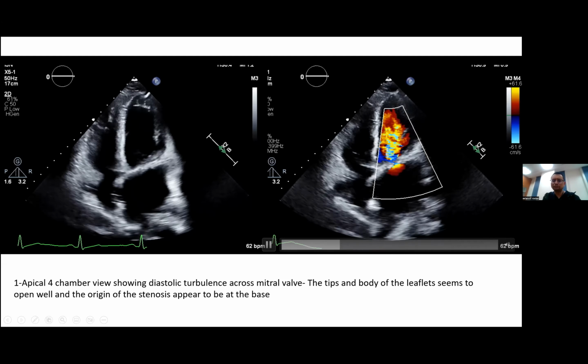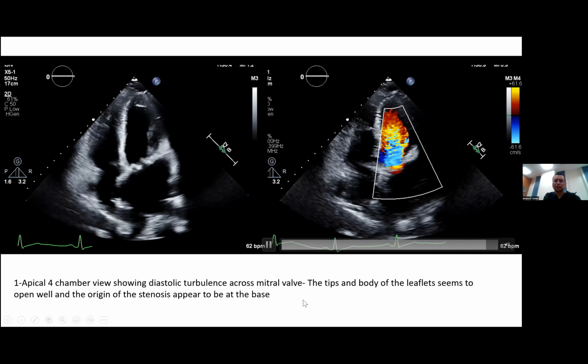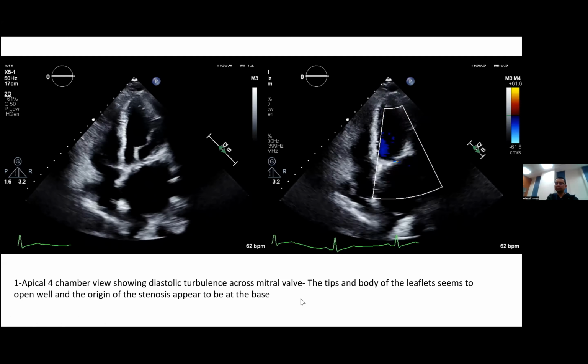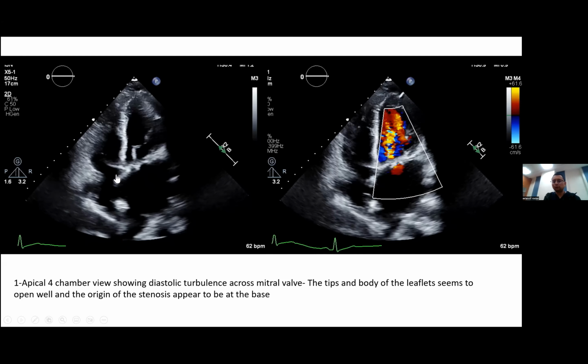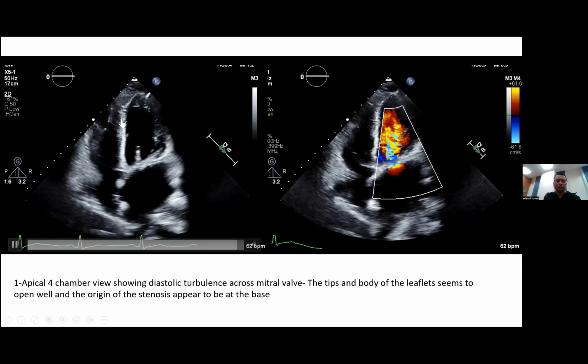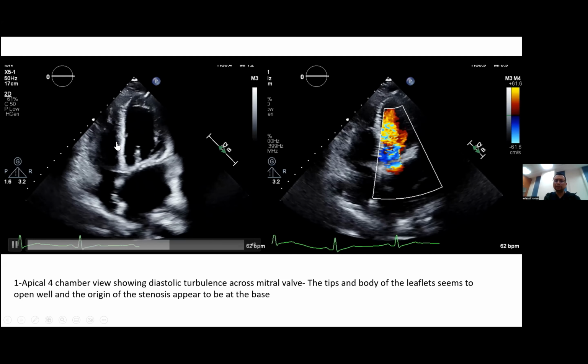Okay, so this patient has mitral stenosis. I mean, the question is why this patient has mitral stenosis. Okay, the patient also has closure of the ASD. We can see that the RV size is pretty normal.